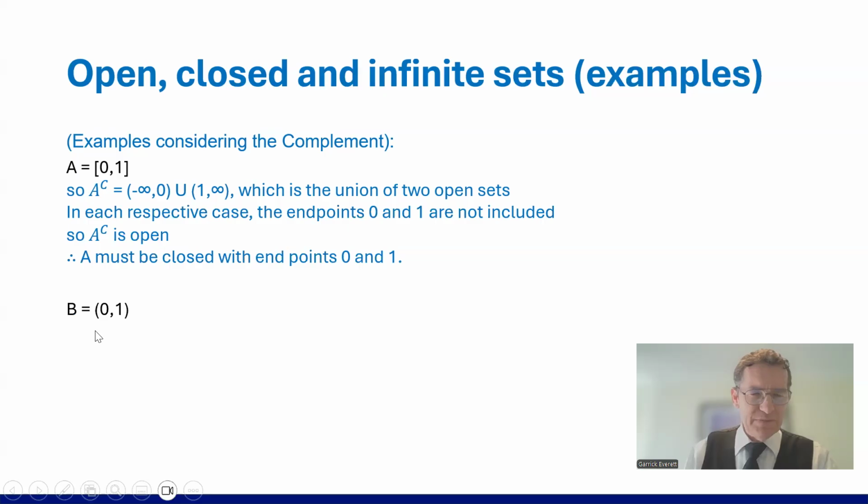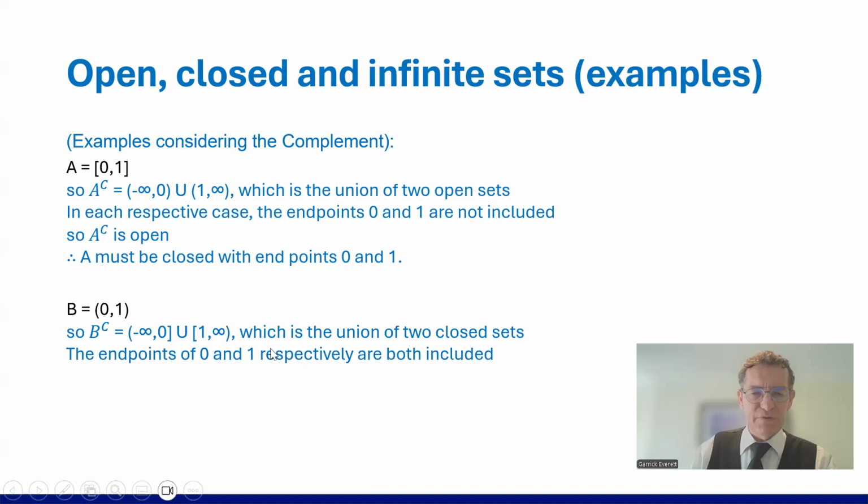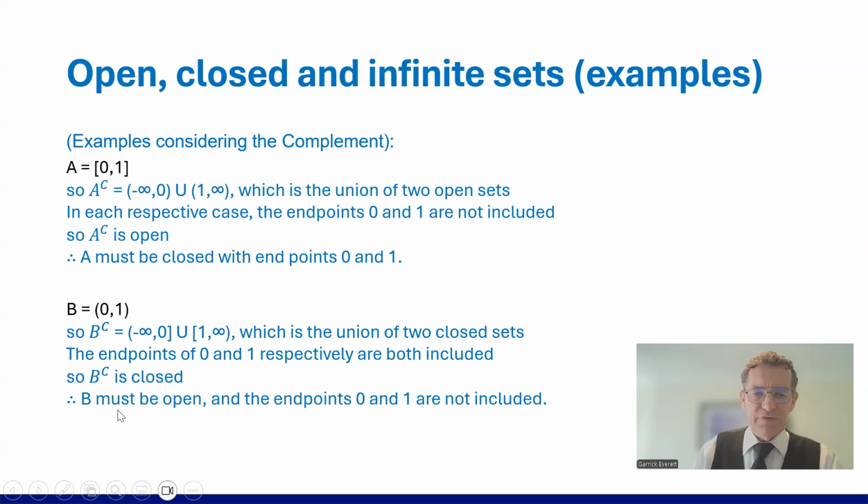B is (0, 1). So this is an open set. So B complement is minus infinity to 0, including 0, union with 1, including 1, up to infinity, which is the union of two closed sets. The endpoints of 0 and 1 respectively are both included. So therefore B complement is closed. So that's a closed set. So therefore B must be open and the endpoints 0 and 1 are not included.